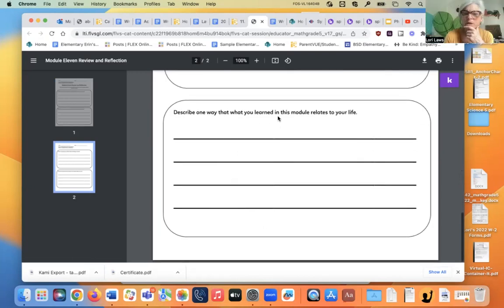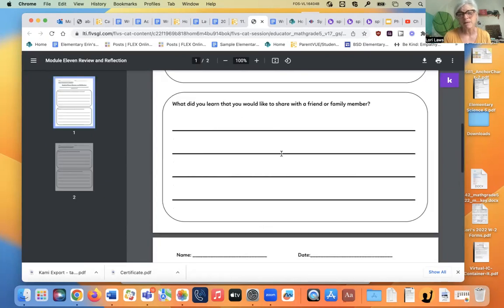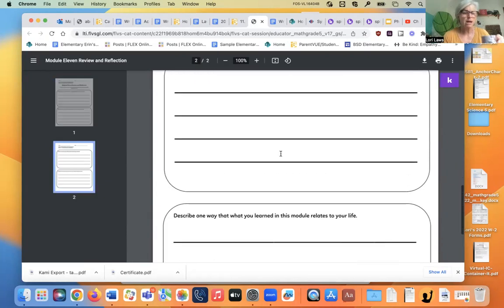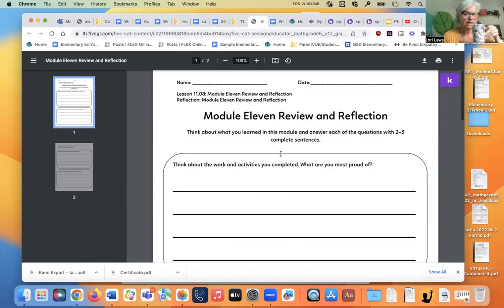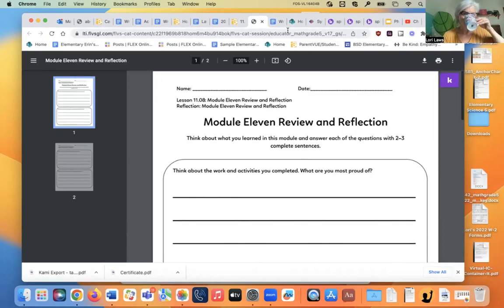Describe one way what you learned in this module relates to your life. Maybe you have cooked something recently and had to convert. A lot of times I look up recipes and they're from England and they do it in metric system and I have to translate it.